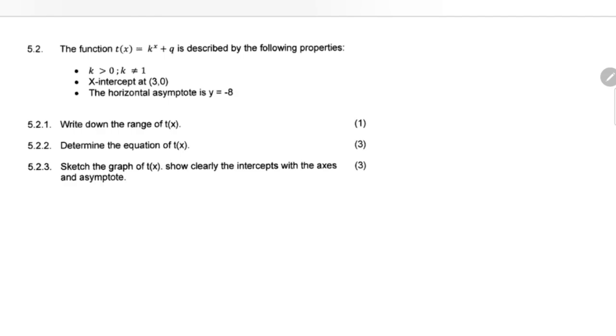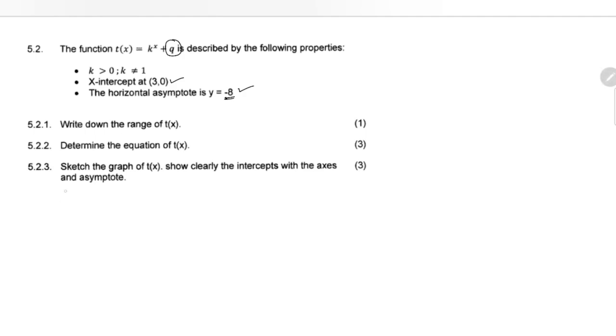All right, what else is given? The x-intercept is given. Good. The x-intercept is (3, 0). And the horizontal asymptote is minus 8. You know that an exponential graph or function has an asymptote, isn't it? And the q value is out now. What is the q value here? It is minus 8. So these are the ideas that should be in your mind.